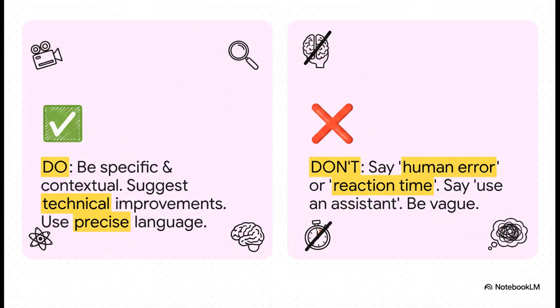And on the right, the don'ts. I'm begging you, never write human error or reaction time. Never suggest getting a friend to help. And don't be vague. Saying something was hard to measure gets you 0 marks. You have to explain why it was hard.